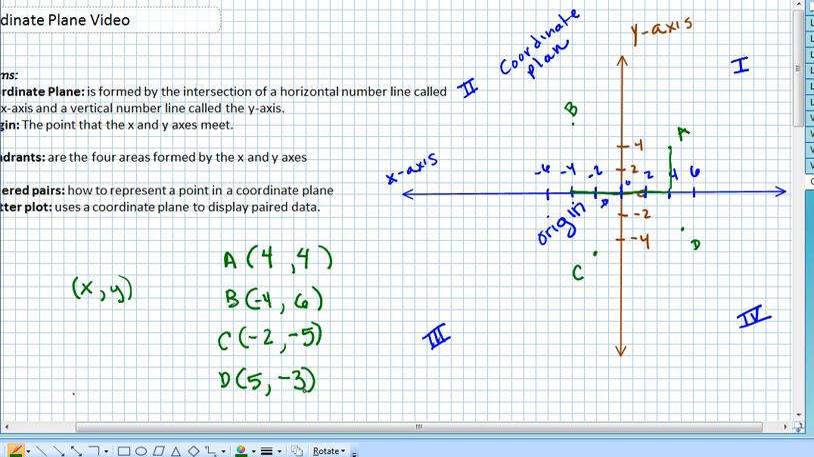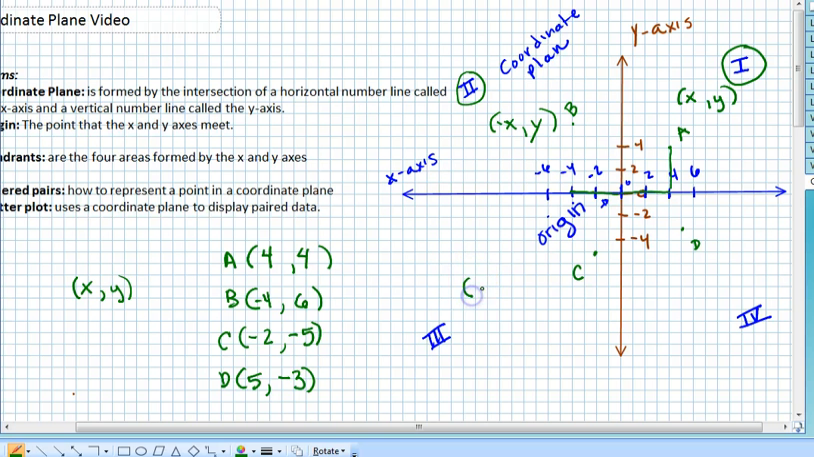Now let's think about the types of points that I would find in each of these quadrants. For quadrant 1, I'm always going to find my points by going to the right and going up. So any point in this quadrant is going to have 2 positive coordinates. Let's look at quadrant 2. What's going to happen to my x and y in this quadrant? Well, I have to go left, so it's going to be the opposite, a negative coordinate. But I'm going to go up for y, so that's going to be positive.